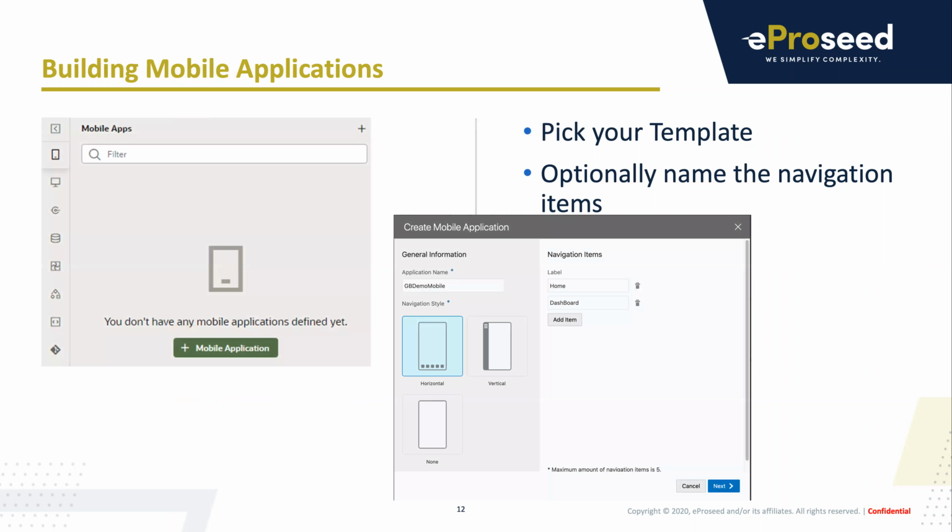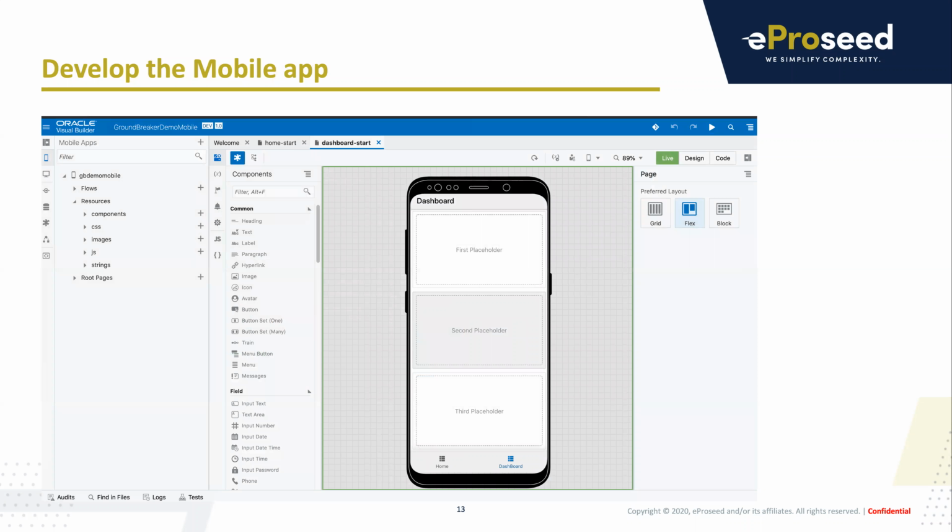So you can have three, well, actually as many as you want, but there's two predefined templates: the horizontal layout and the vertical layout. Or you pick none, and again, then you have to build the complete layout yourself. As you can see in the navigation items that you can use, maximum amount is 5. For this purpose, I just created 2. Give them a name, and that's all there is to it. If you click next, it will create your mobile application. And again, you will see either a live view or a design view or a code view.